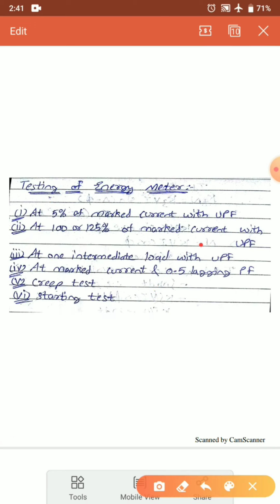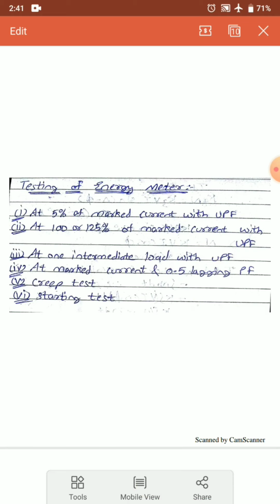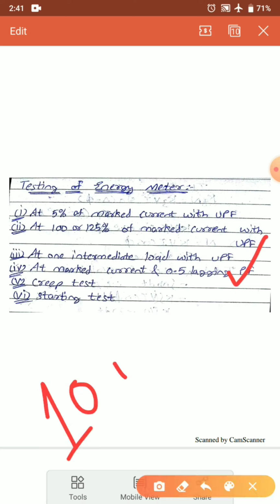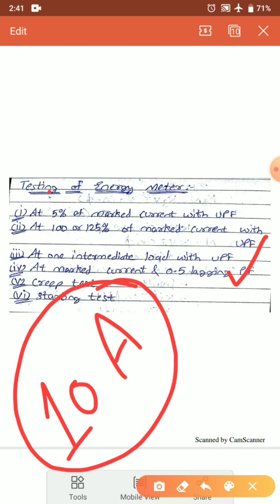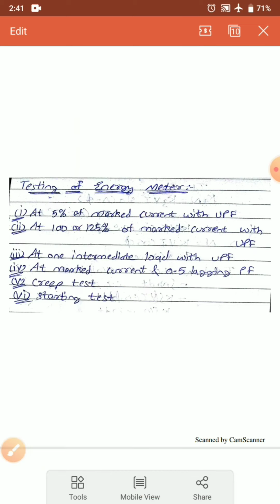And then we have to go with one intermediate load, that is, between 0 and 10 ampere, any one value I'll take, using unity power factor, and I'll test my energy meter for this condition as well. And the fourth condition is that if the rated parameter of my energy meter is 10 ampere, I have to apply 10 ampere and the load that I'll be connecting will be a lagging load with 0.5 power factor, and I have to check whether my energy meter is working or not. Then we'll be going for the creep test.